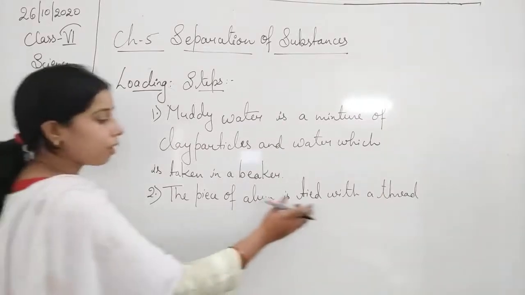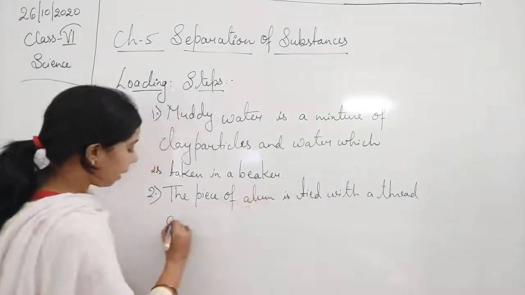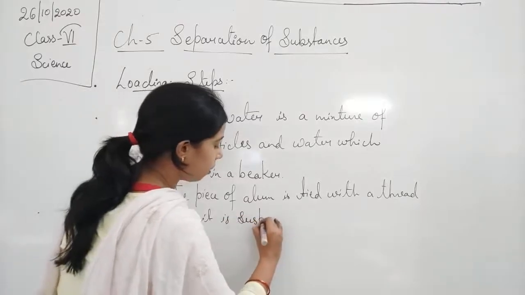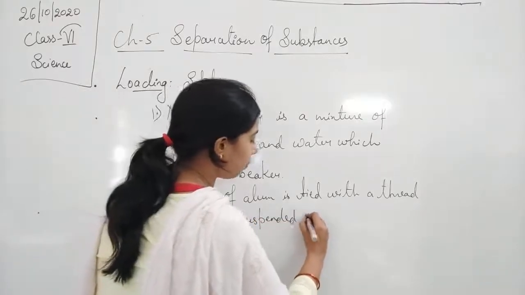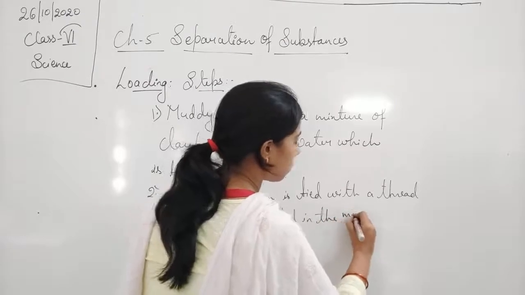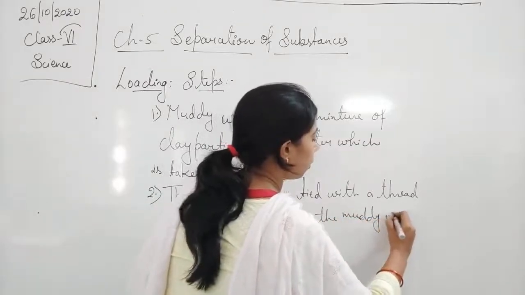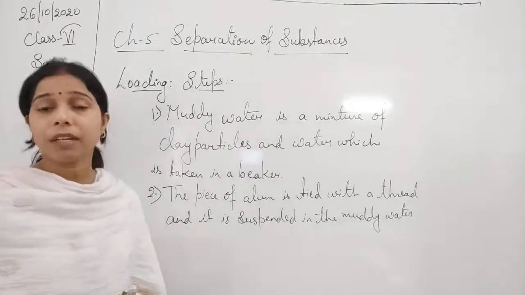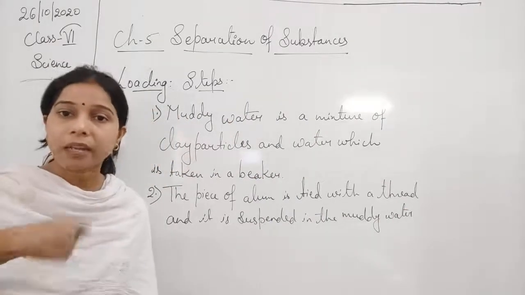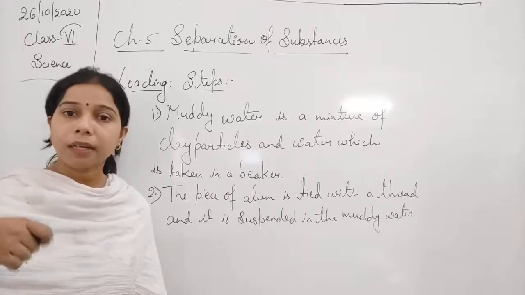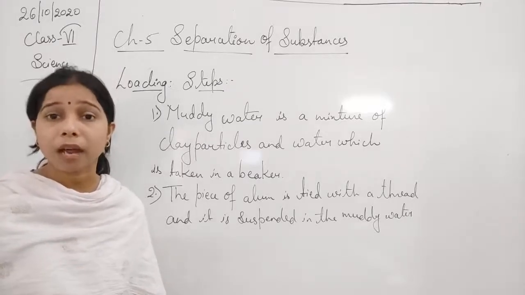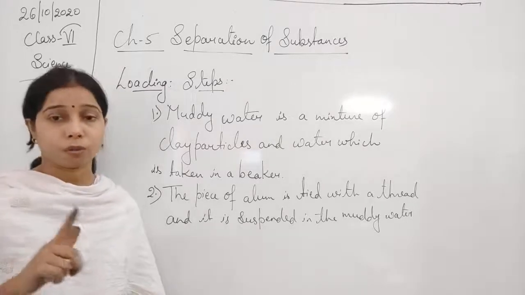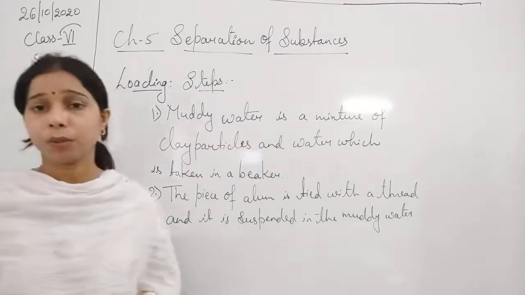Okay, so a piece of alum is tied with a thread and suspended in the muddy water. It remains suspended in the muddy water, and then, students, we can rotate it. We will rotate it 3 to 4 times so that the alum particles also get suspended into the water. Remember that.